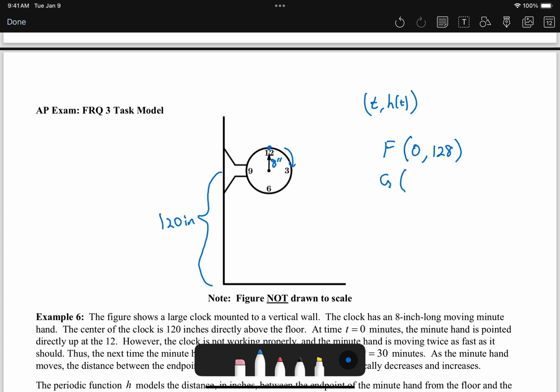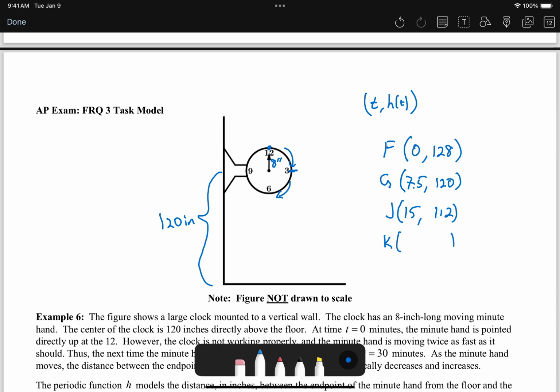Now remember, we're moving this way. So what's G? Well, G is now, well, let's go to 6 quick. How long does it take to get to 6? I hope you said 15 minutes because it's doing its half, remember? It goes around in 30 minutes. So J is 15, so G must be 7.5 minutes. It's halfway in between. What's that height right here? Well, if you said 120, you'd be correct. So what would J be? Well, 120 minus 8, which is 112.